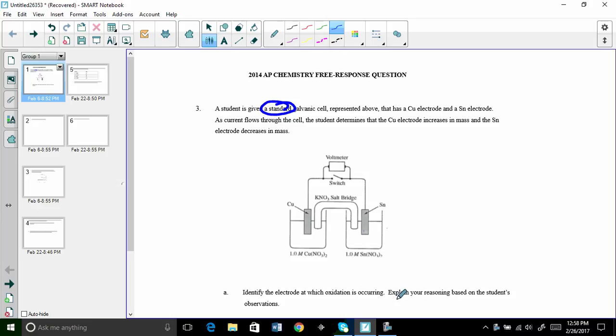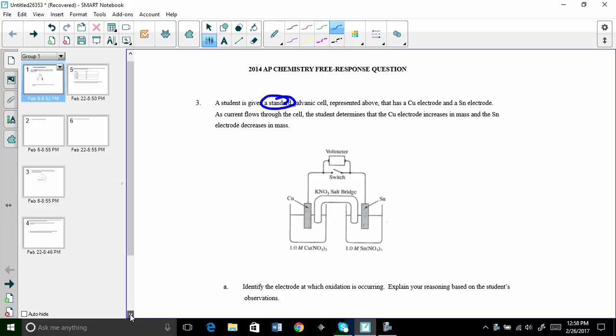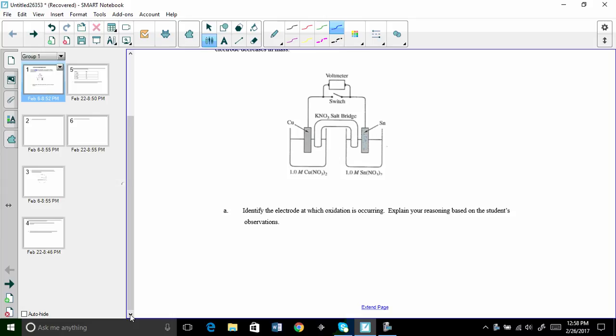in mass. Then it says identify the electrode at which oxidation is occurring, and that's fairly easy because if tin is losing mass, it's because the tin solid is turning into tin solution. And then you can see that the charge is going from 0 up to 2. It's not reducing. So something like this, explain your reasoning.